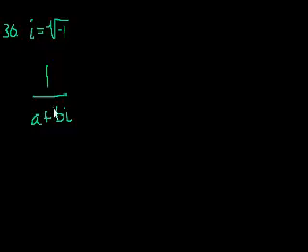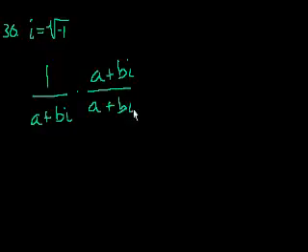Well, once again, if they kind of want us to rewrite this, they probably just want us to get rid of the i's in the denominator. So we multiply times the conjugate of this complex number. So we multiply times a minus bi, the conjugate over the conjugate, right? a minus bi. The conjugate isn't this whole thing.